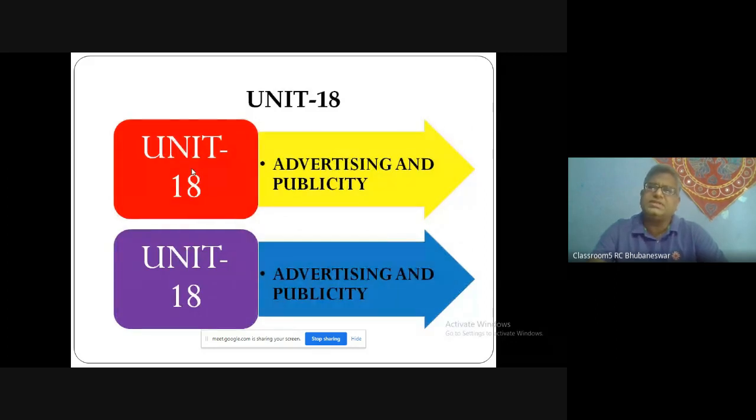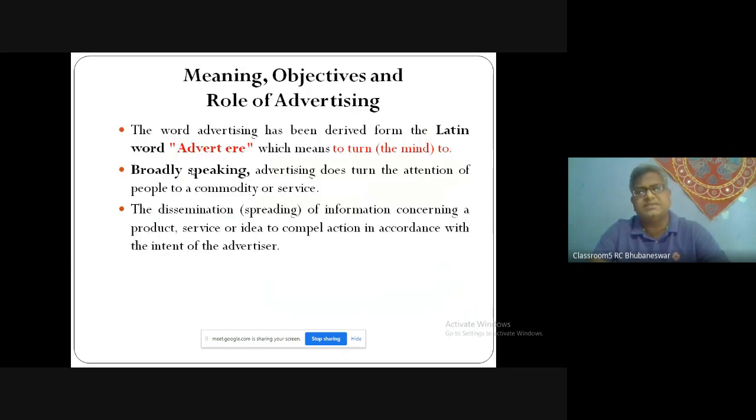My dear students, these are some topics as regards integrated marketing communication. My dear students, in integrated marketing communication, another important aspect is called advertising and publicity. If you talk about advertisement and publicity, this is Unit 18. The first part is advertising, and the next part is publicity. One by one, we have to discuss.